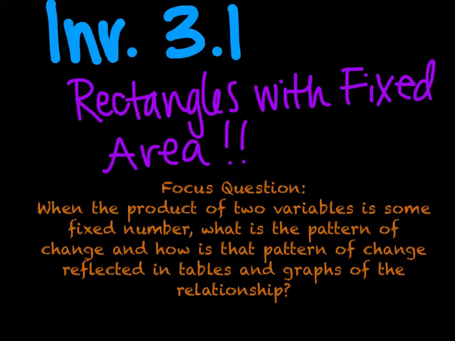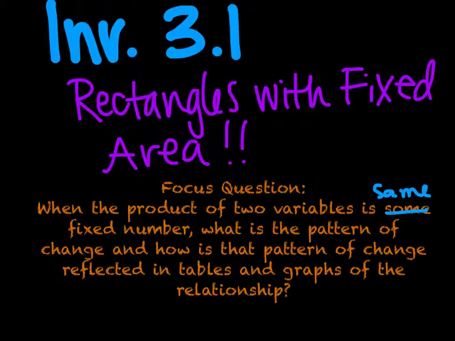Welcome to Investigation 3.1. This is rectangles with fixed area. So our focus question for this particular investigation problem is this. When the product of two variables is the same fixed number, what is the pattern of change and how is that pattern of change reflected in tables and graphs of that relationship?